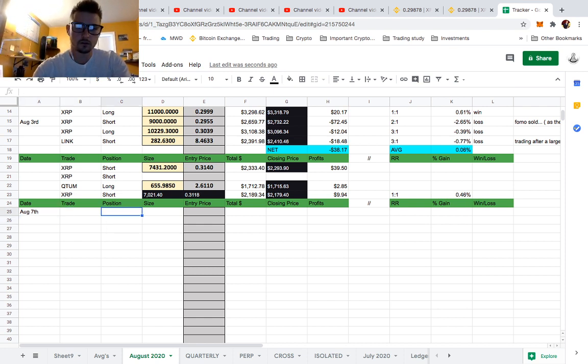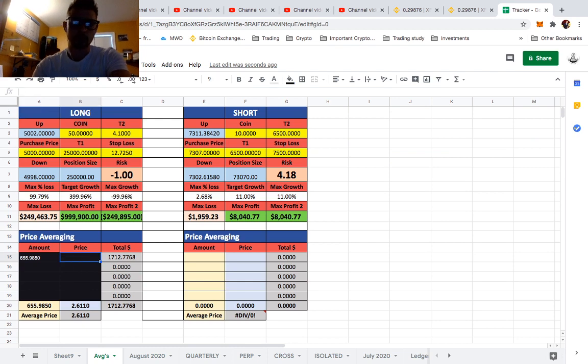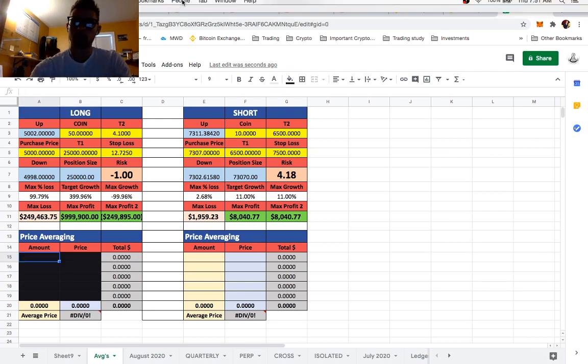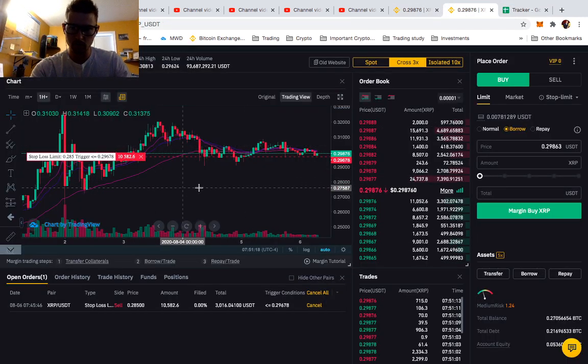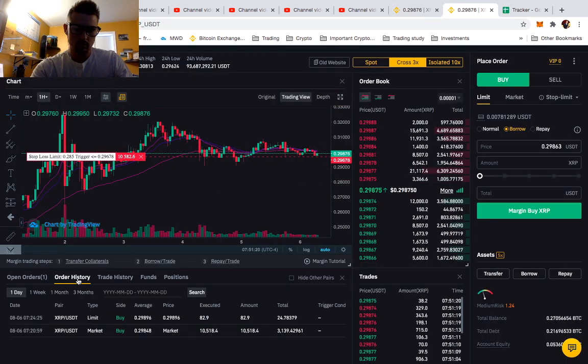This is XRP. My position size, let's go get that right now. I use the average calculator. This is how I do it. Shout out to Philicon. This is his spreadsheet, but I customized it for myself. You know what I'm saying?